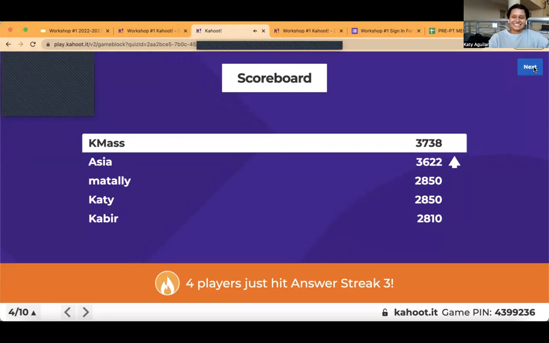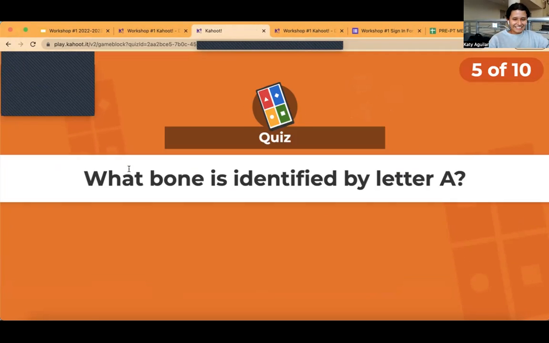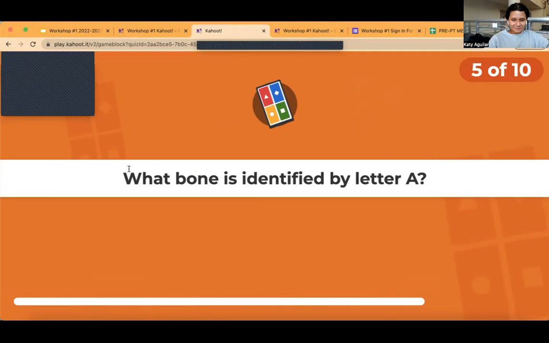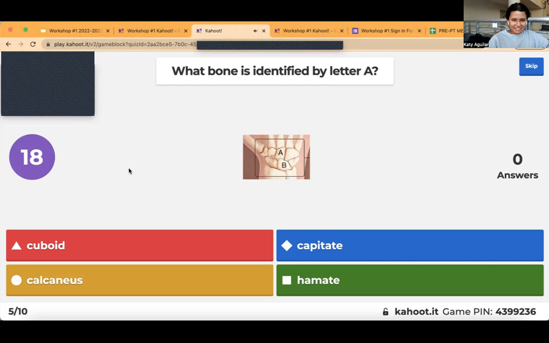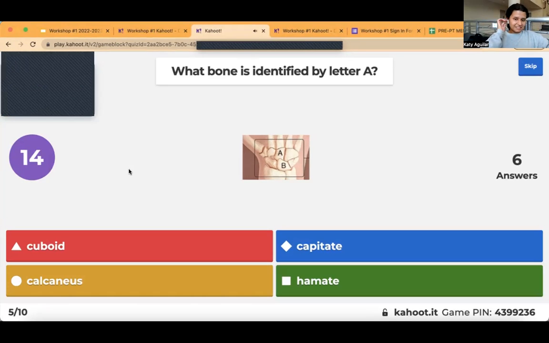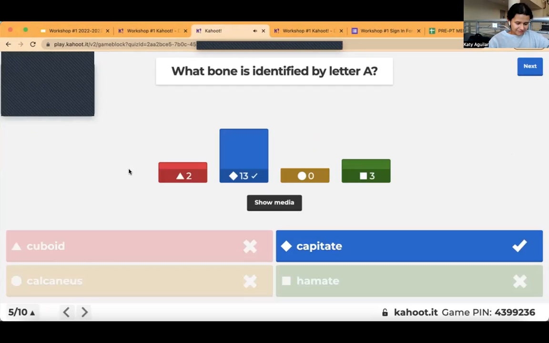Look at that. All right. Here we go. Let's see. I hope my method worked for y'all. Look at that. That was pretty good. I'm not going to complain.